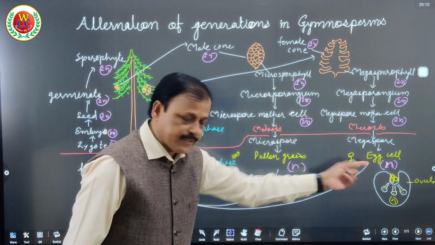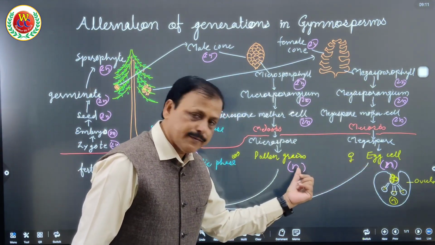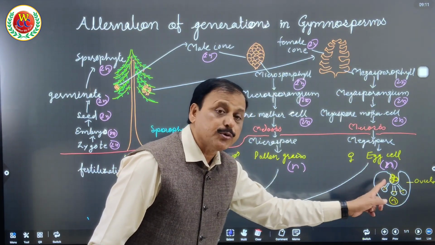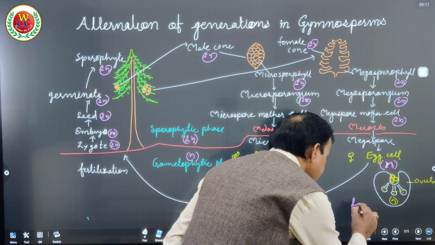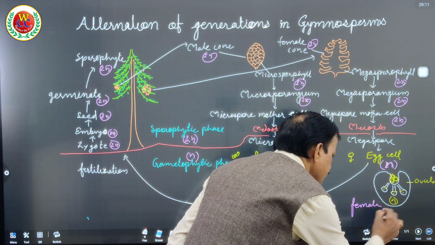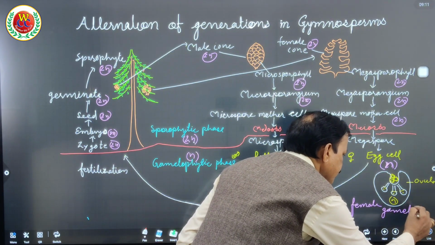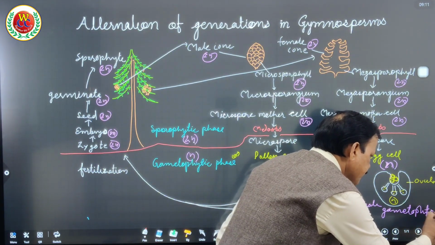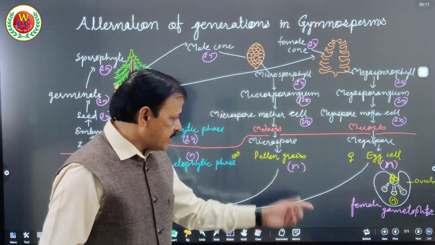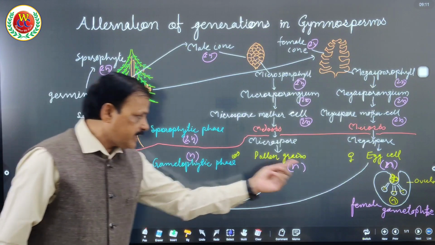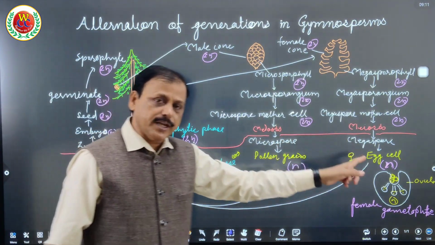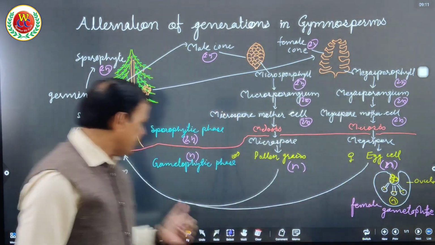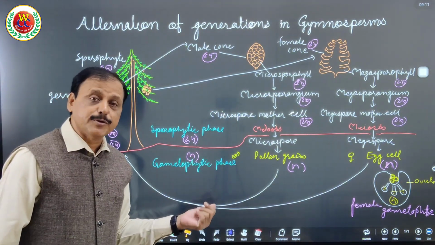These 2 cells, pollen grain bearing male gamete and egg cell inside the ovule. This ovule is a female gametophyte. This ovule can be called female gametophyte or megagametophyte, bearing the egg cell. Now after fertilization, the pollen grain through air current reaches the ovule where it fertilizes, and from the zygote, that is the end of the gametophytic phase.